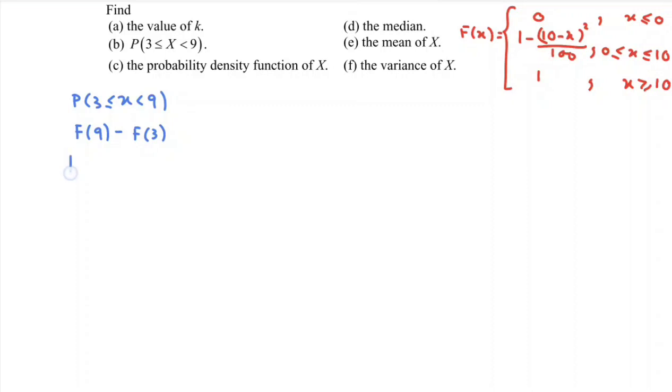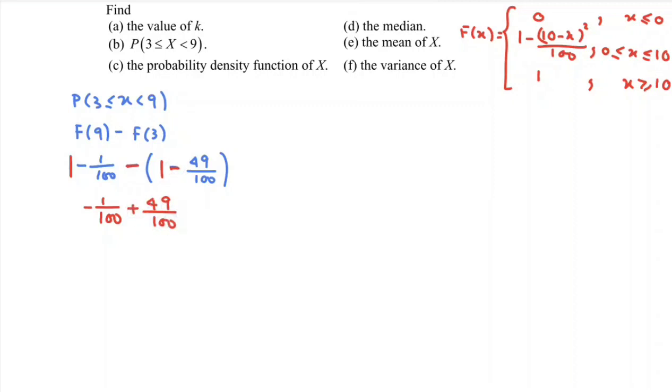Here we will have 1 minus (10 minus 9) squared over 100, minus the bracket. If we substitute the 3, then we will have 1 minus (10 minus 3), which is 7 squared, equals 49 over 100. Continue. In here, 1 minus 1 we obtain 0. So left behind we have negative 1 over 100. Then again, negative negative gives positive.